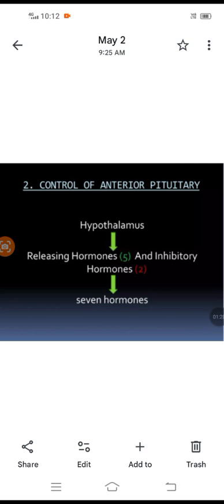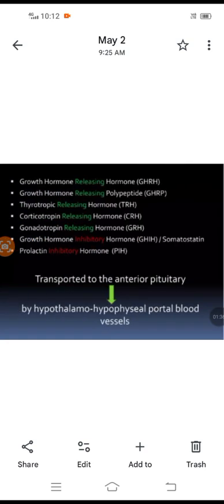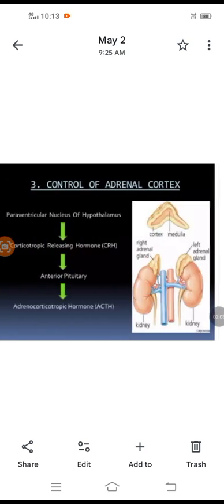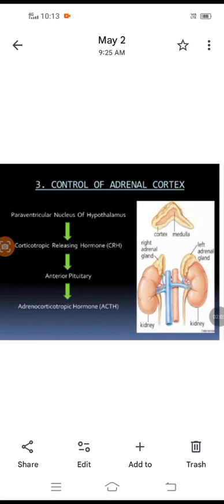From hypothalamus, releasing hormones 5 and inhibitory hormones 2, total 7 hormones: growth hormone releasing polypeptide, thyrotropic releasing hormone, corticotropin releasing hormone, gonadotropin releasing hormone, growth hormone inhibitory hormone, somatostatin, prolactin inhibitory hormone, transported to the anterior pituitary by hypophyseal portal blood vessels.